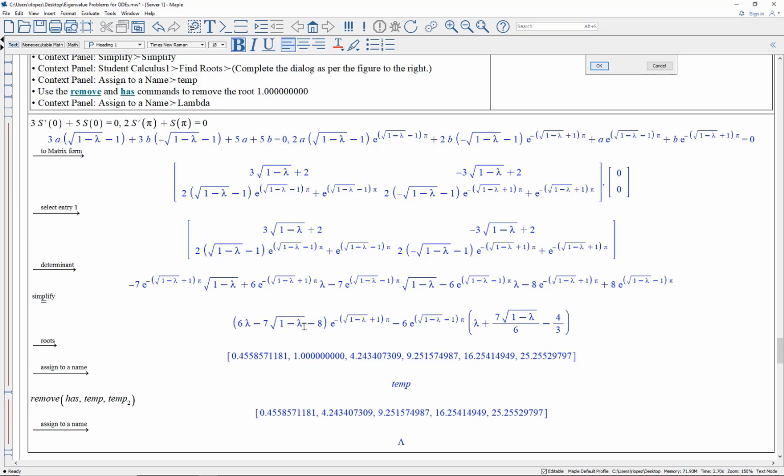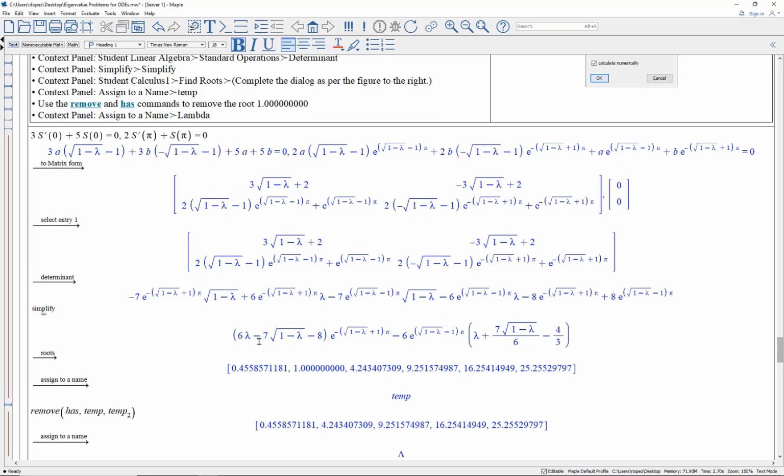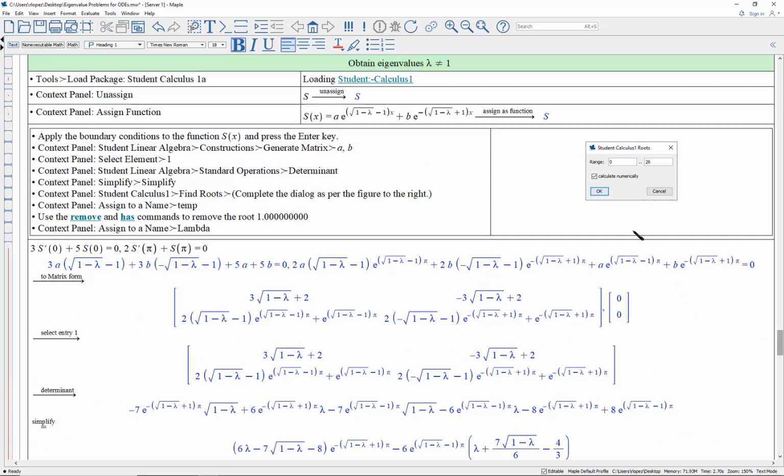And I'm looking at these lambdas under the square root and lambdas in the exponential. There's no way I'm going to get an exact solution to this. So I switched to numeric computations. And the simplest way to get the zeros of this expression is to use the roots command. And that's what I put up in here.